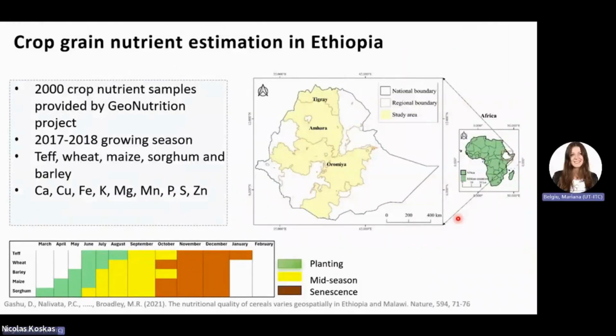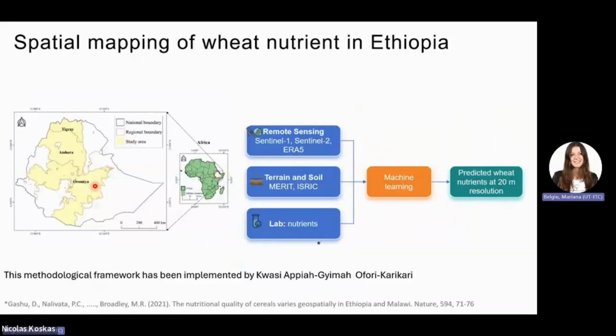We did a similar study, not at the farm level, but at the regional scale, I would say, in Ethiopia, namely in Tigray, Amhara, and Oromia. In this case, we had access to more than 2,000 crop nutrient samples that were provided by the Geonutrition Project. These samples were collected in the 2017-2018 growing season for teff, wheat, maize, sorghum, and barley. And what you see here are the nutrients that were measured in the lab, and then we basically used the same methodology that I presented before to estimate and to predict those target nutrients.